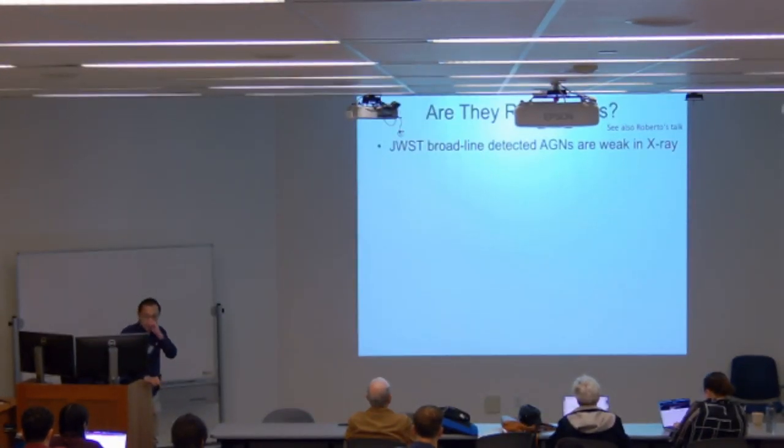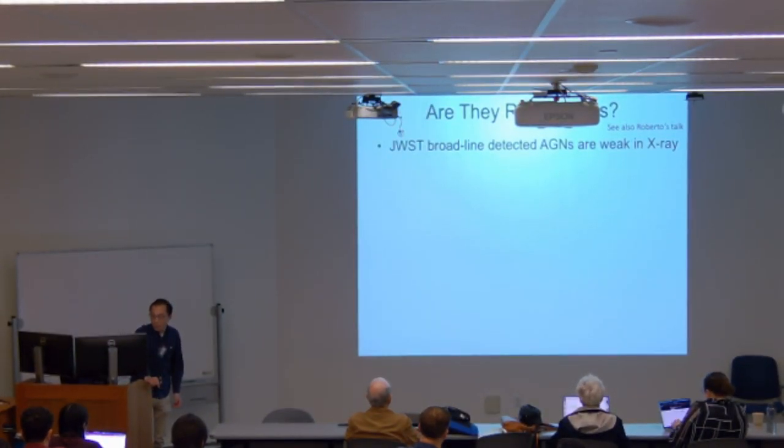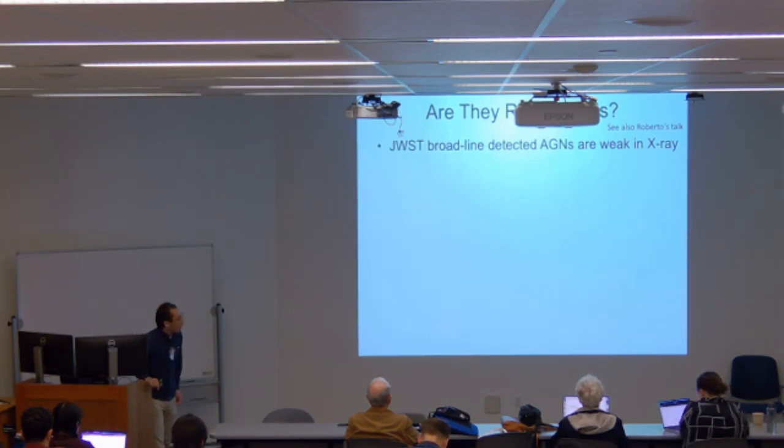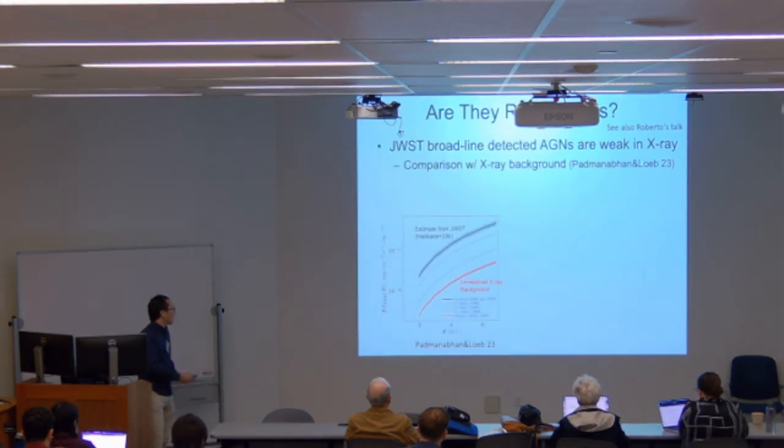On the other hand, recently there have been many interesting discussions about whether they are really AGNs or not. I think this kind of discussion comes from the result that these JWST-detected broad-line objects are very weak in X-ray. For example, this figure shows the X-ray background measurement as a function of the energy.